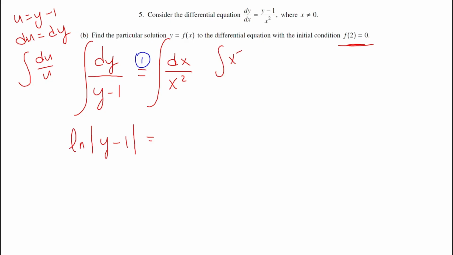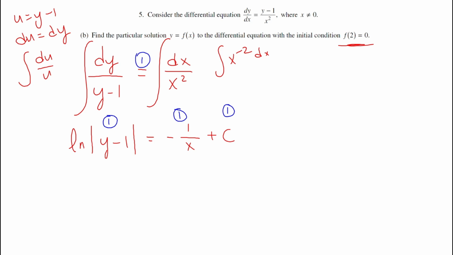On the right hand side, we're just integrating x to the negative 2 dx. If we integrate x to the negative 2, that's negative x to the negative 1, or negative 1 over x. And now we'll put our plus c, which takes care of the constants on both sides. We get 1 point for each antiderivative, and they even gave you 1 point for including the plus c.